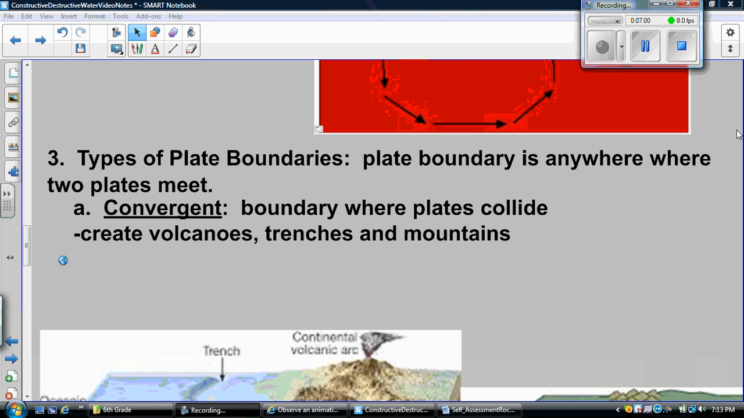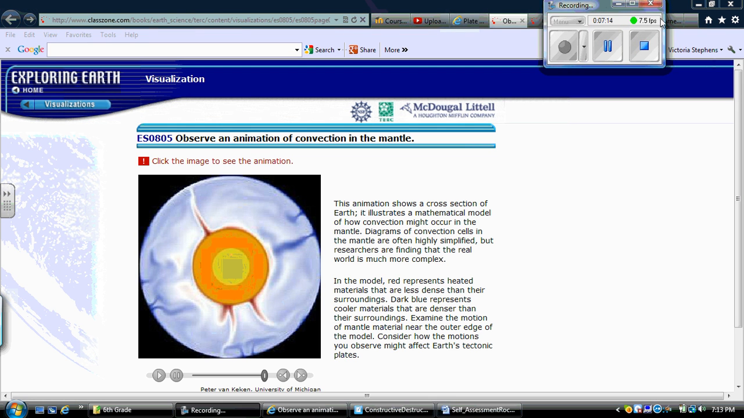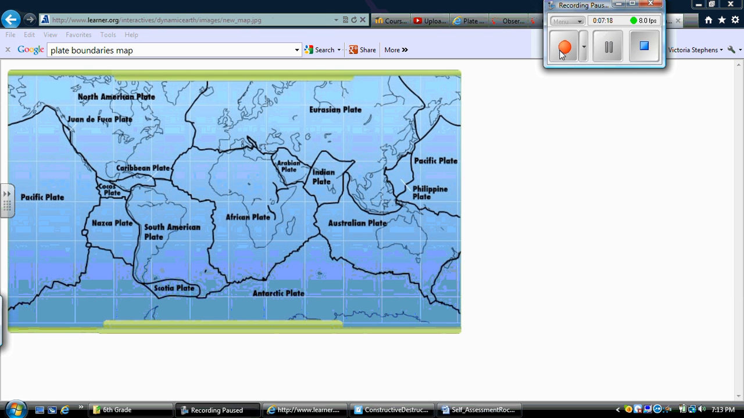Okay, the last section of notes that we're going to talk about today is number 3, the types of plate boundaries. A plate boundary is anywhere where two plates meet. So like I was showing you in the picture with the different plates, okay? With this plate boundary map, anywhere where two plates meet, that's a plate boundary.